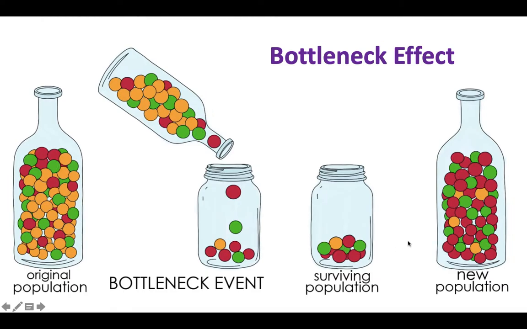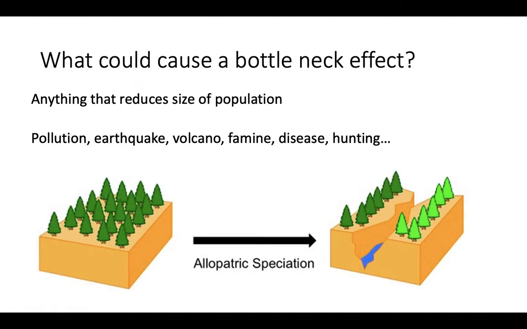And that bottleneck effect can be seen in a variety of examples. I'll show you one in a bit. Anything can cause a bottleneck effect, anything that's going to reduce the size of the population and ultimately the gene pool. It could be pollution, an earthquake, a volcano, a river eroding away a canyon over time. It could be sudden, it could be rapid, or it could take a really long time.